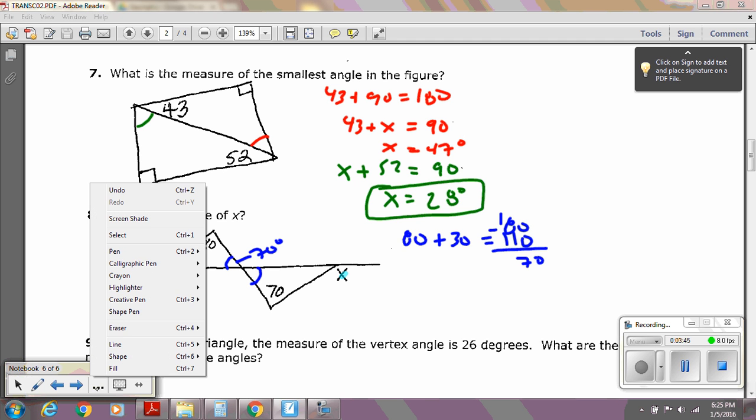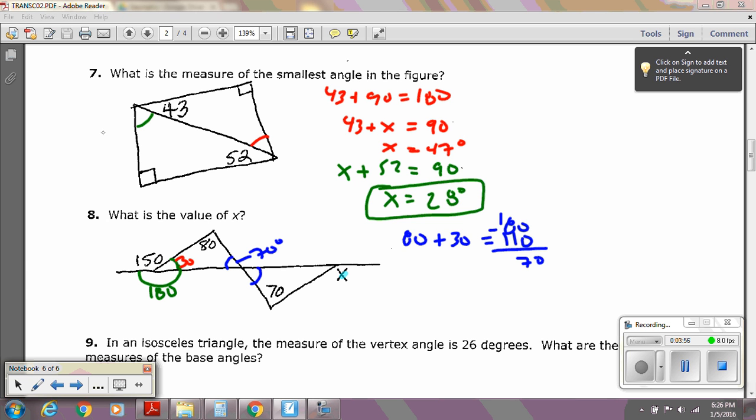Now, there are two ways to get to x. From this position, I'll show you the first way. And it's similar to how we found 70. You would take the blue angle and this 70-degree angle, combine them, so 70 and 70 is 140, and subtract that from 180, which would leave you with 40. So this angle right here is 40.